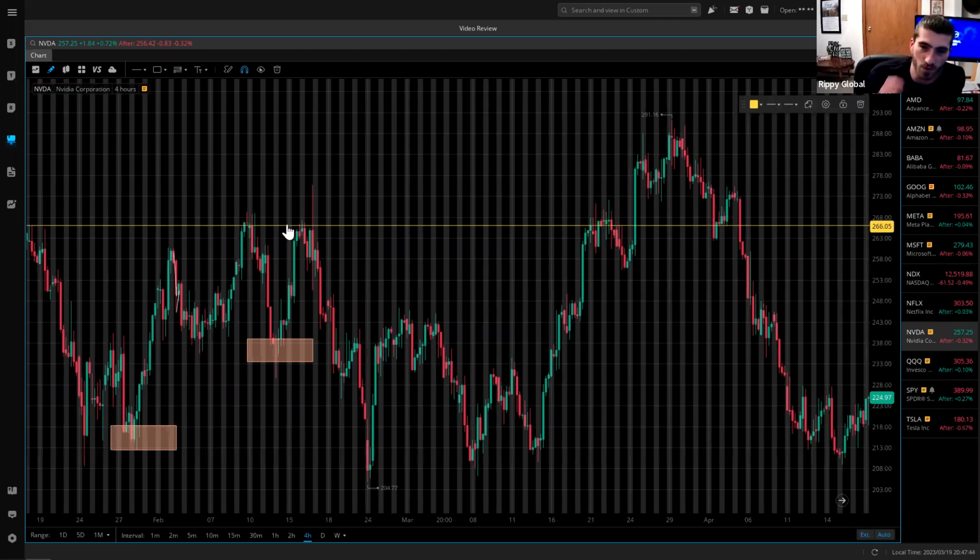If NVIDIA keeps the volume how it is and it keeps pushing, you can play the breakout for the upside. But for me, as my strong suit, I don't like playing breakouts. I like to wait for a pullback that has a lot of buying pressure. I want to see a support zone hold.